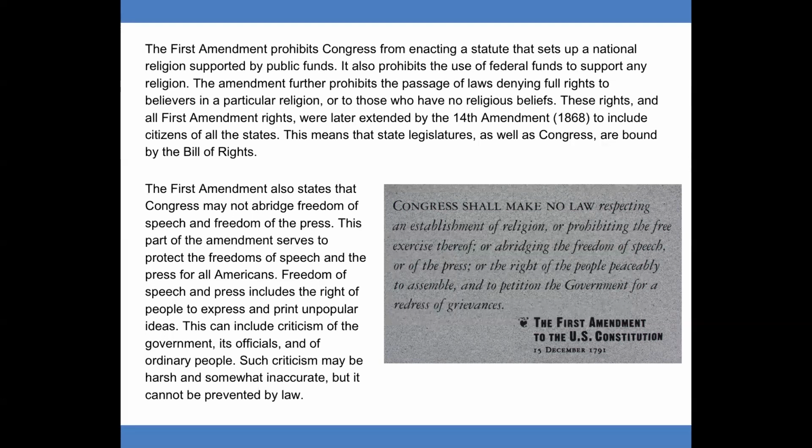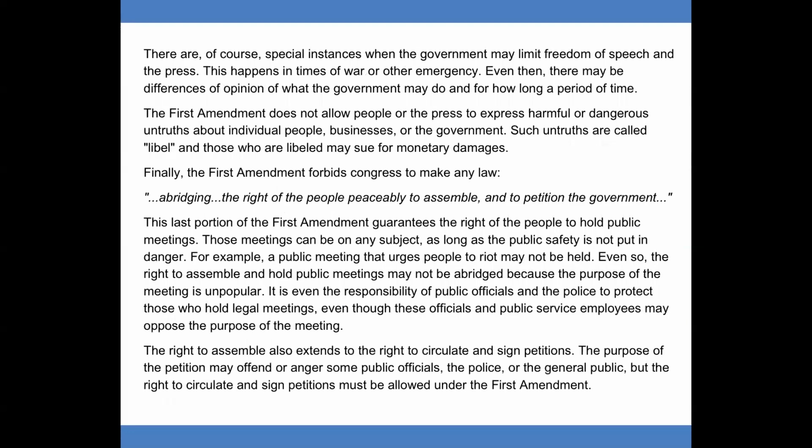Freedom of speech and press includes the right of people to express and print unpopular ideas. This can include criticism of the government, its officials, and of ordinary people. Such criticism may be harsh and somewhat inaccurate, but it cannot be prevented by law. There are, of course, special instances when the government may limit freedom of speech and the press. This happens in time of war or other emergency.